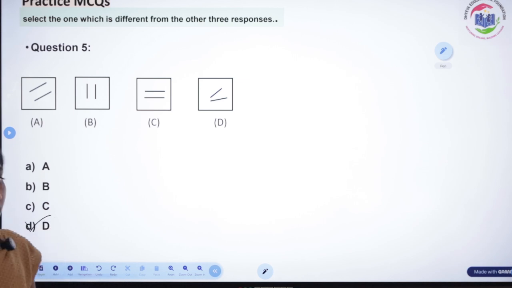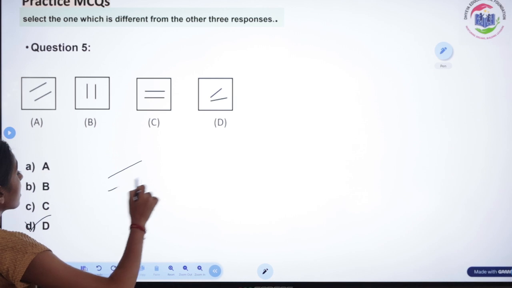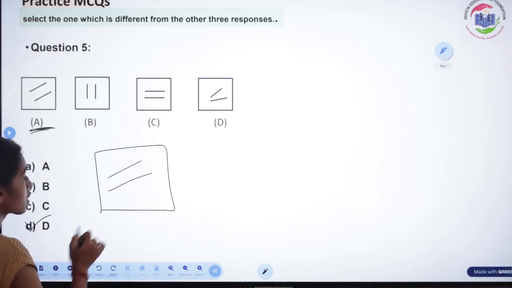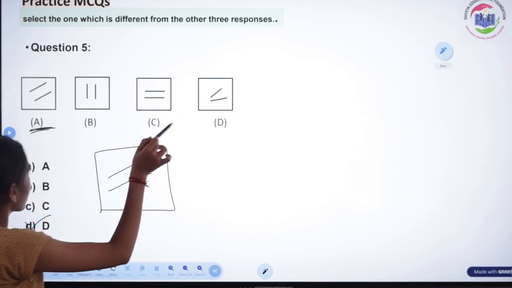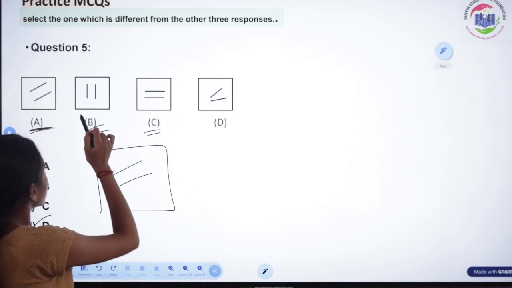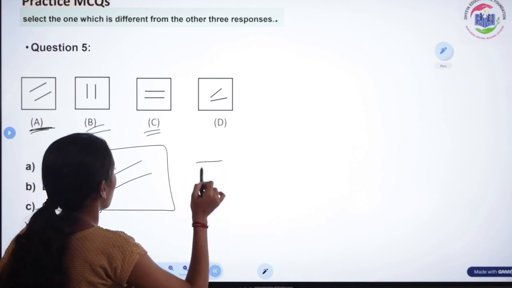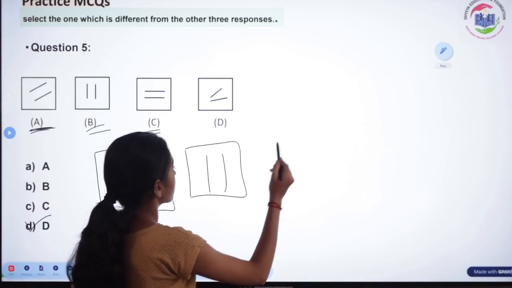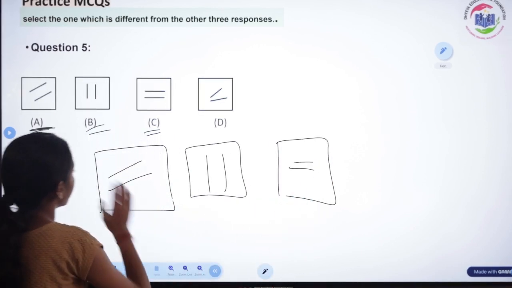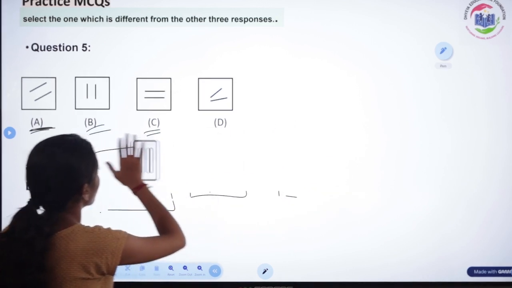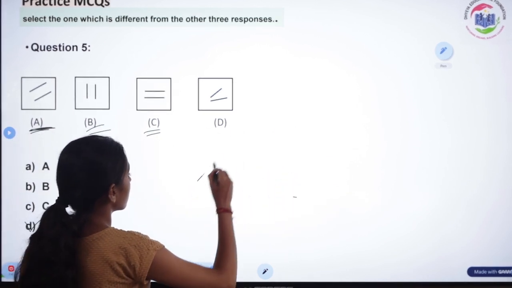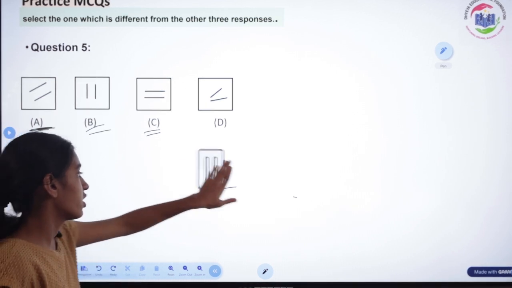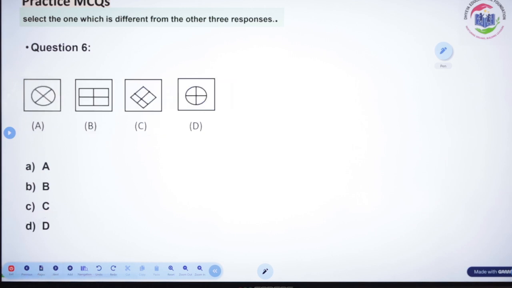If you observe each and every diagram, the lines are parallel in this diagram. There is a square in each and every diagram, but the parallel lines are in option A, option B and option C. But parallel lines are not in option D. They are like this, not parallel. Because of this, option D is the odd one out.